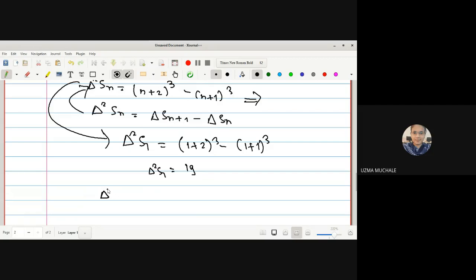Similarly, we can find out delta cube S1 with the help of delta cube Sn is equal to delta square Sn plus 1 minus delta square Sn. With the help of this, you can find it out. You have to write down all these formulas. The formula of delta cube S1 is directly 18.